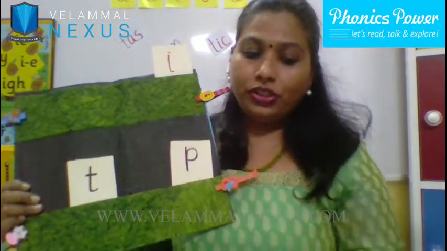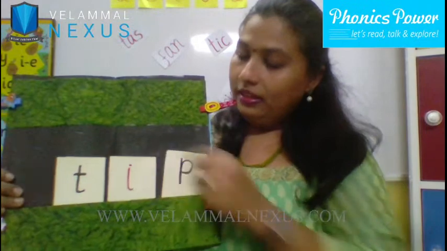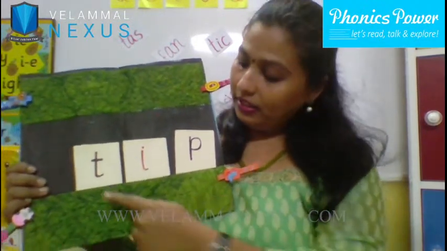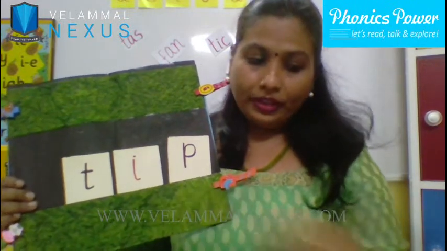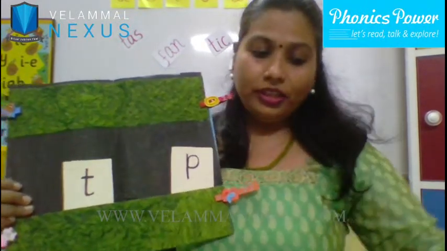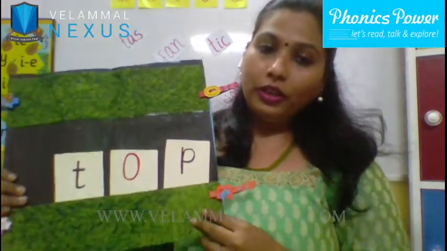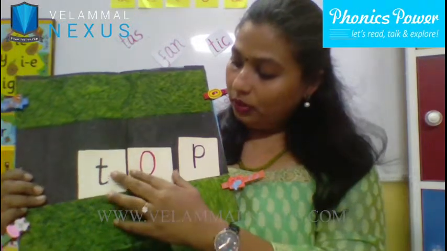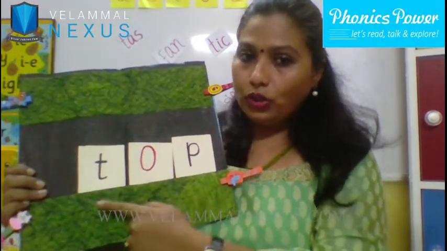If I change the a with the e, is my child able to blend? E, t, t. Try and change the vowels and try to blend the words. The next word is top. So top is top.